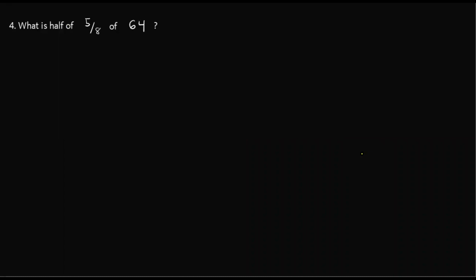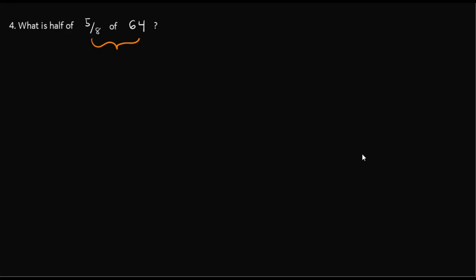Let's have this fourth example. We have, what is half of 5 over 8 of 64? So this is like a percentage problem out here, but with a mix, since we add a half of it. So we first compute for this one.